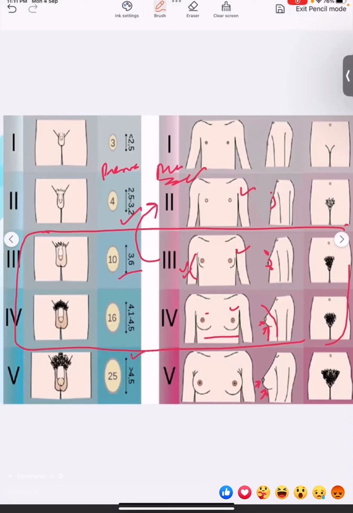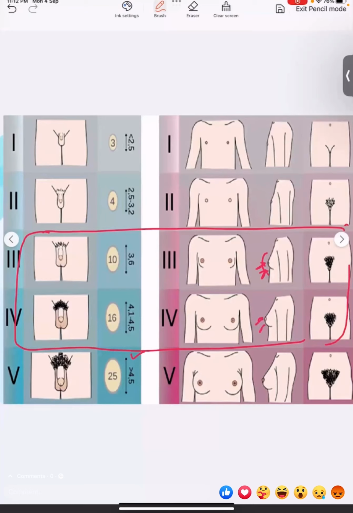Is this clear up till now? The difference between premature thelarche and central precocious puberty. Remember, premature thelarche may be unilateral, may be bilateral, may be present since birth. Your staging is going to decide, and you must know the staging is on the basis of these elevations. It's not on the size of the breast, it's on the elevation.